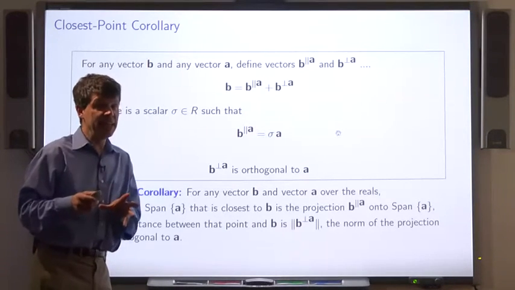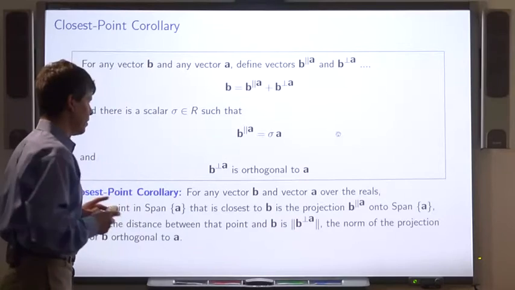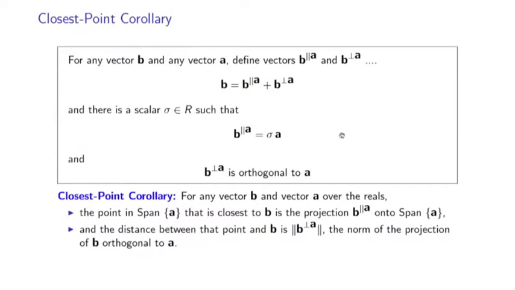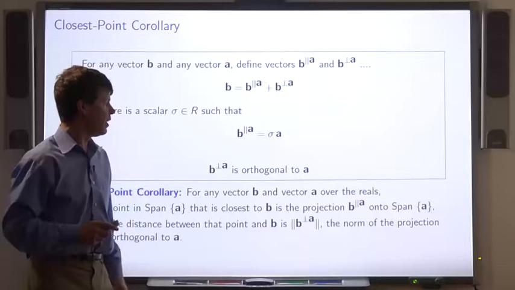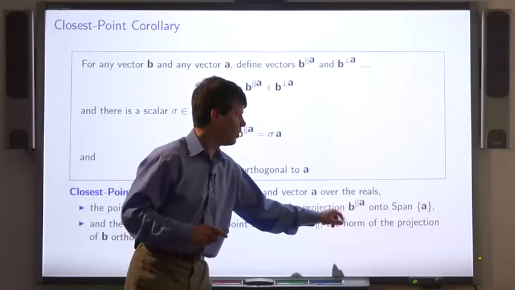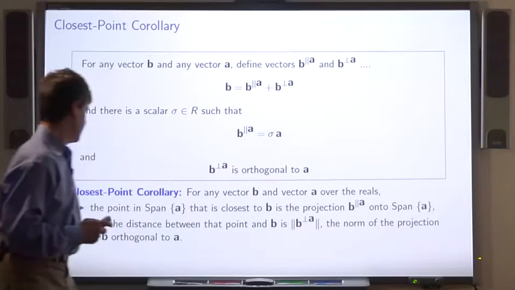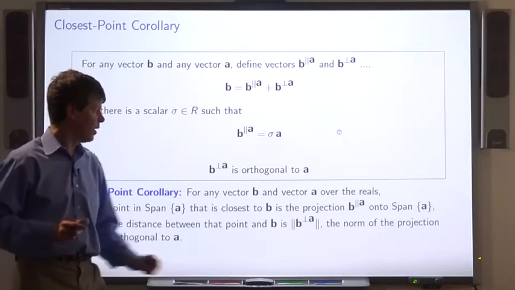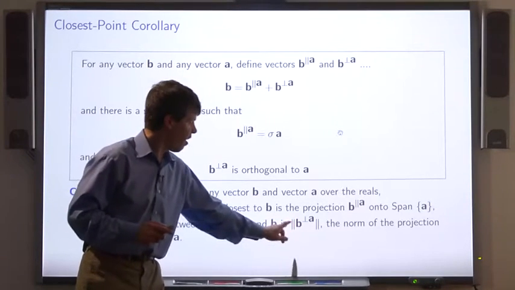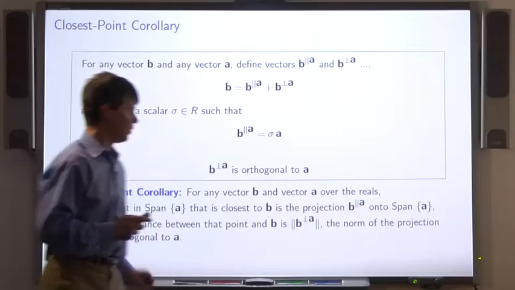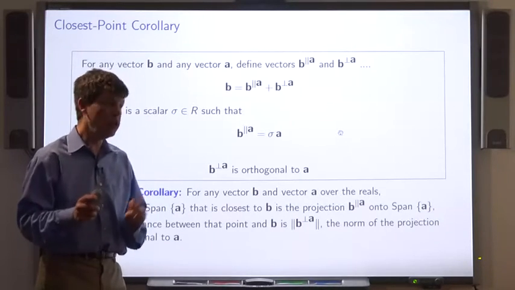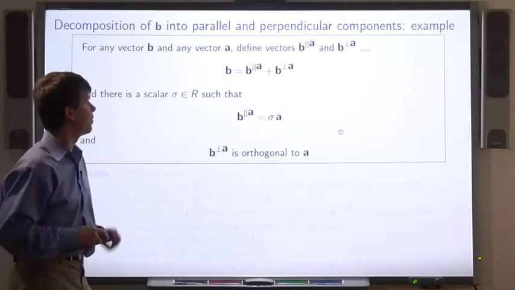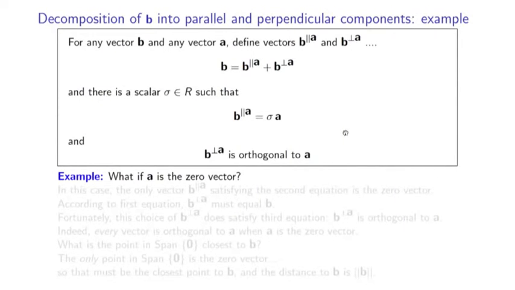Another way of stating the fire engine lemma is this. For any vector B and vector A over the reals, the point in the span of A that is closest to B is the projection of B onto span of A. And the distance between that point and B is the norm of B perpendicular, the norm of the projection of B orthogonal to A. Let's look at a simple example of this.